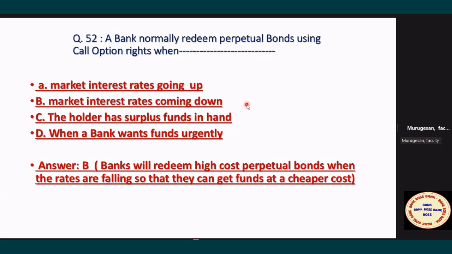Generally, market rates are coming down. Why hold a high rate perpetual bond? Redeem it. He will use his call option. But that call option can be exercised not immediately, only after 5 years. Agreed? So this is the answer. Theoretical question: out of the 4 options, you have to pick the correct option. One more example I will give you.